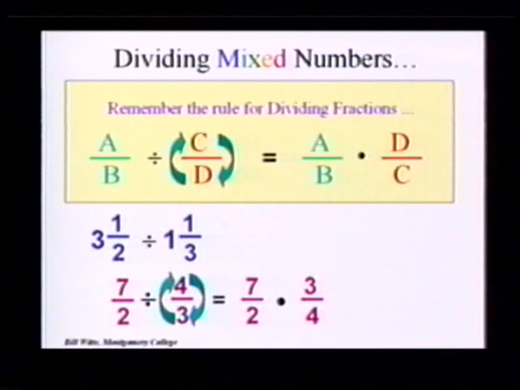Now it's not so bad, is it? All roads meet at improper fractions. That's what I always say. Have any canceling? I don't think I do. So I just have it. 7 times 3, 21. 2 times 4 is 8.